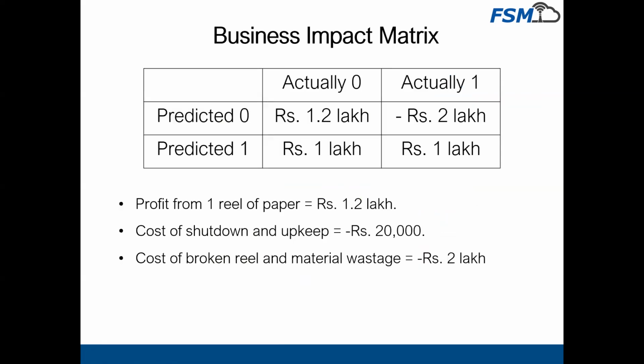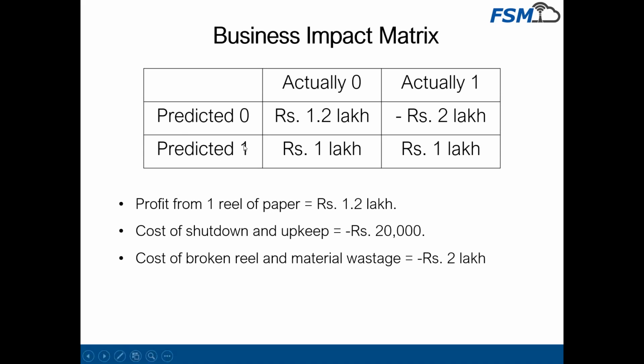So here I have defined a business impact matrix, wherein I have defined the costs associated with each of these conditions. The profit from one complete reel of paper with no breakdown occurring is rupees 1.2 lakh. The cost of shutting down halfway and performing some form of upkeep or maintenance on the machine is rupees 20,000. This would be only when our ML model tells us to have a look at the machine before continuing, otherwise breakage may appear.